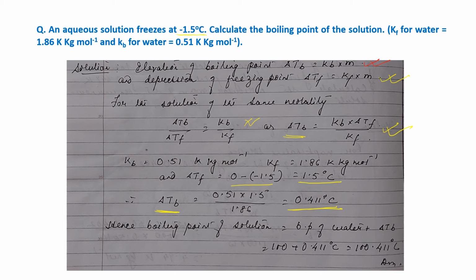So boiling point is getting elevated. Naturally, it has to be added to the boiling point of water because it is the aqueous solution we are talking about. So boiling point of the solution is the boiling point of water plus delta Tb. After adding, we are getting the value 100.411 degrees centigrade. This is the answer and this is the boiling point of the solution we are getting. Am I clear, children?